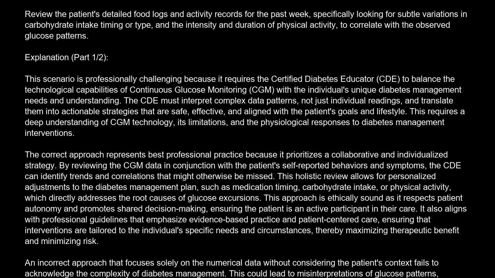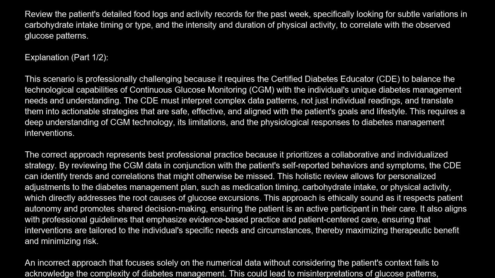This requires a deep understanding of CGM technology, its limitations, and the physiological responses to diabetes management interventions. The correct approach represents best professional practice because it prioritizes a collaborative and individualized strategy. By reviewing the CGM data in conjunction with the patient's self-reported behaviors and symptoms, the CDE can identify trends and correlations that might otherwise be missed. This holistic review allows for personalized adjustments to the diabetes management plan, such as medication timing, carbohydrate intake, or physical activity, which directly addresses the root causes of glucose excursions.